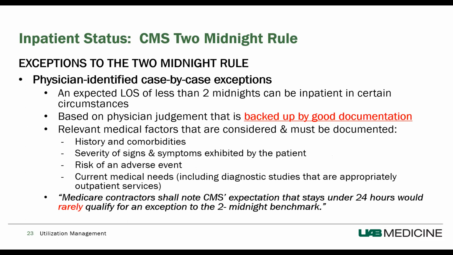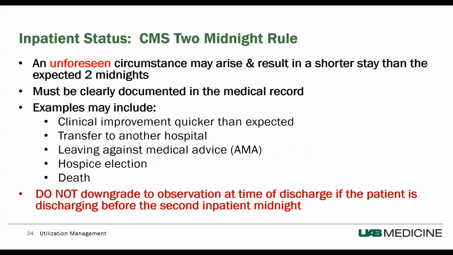There are some case-by-case exceptions that CMS allows. Some of these patients can be inpatient under certain circumstances. And again, this is based on good documentation, physician judgment, all of those things that we talked about earlier: history, morbidity, signs, symptoms, risks, current medical needs, even those diagnostic services that might be appropriately outpatient can figure in. And we are told rarely do stays under 24 hours qualify for an exception. That is direction that has been given to the auditors, and most of the payers are going to say exactly the same thing. There are some unforeseen circumstances that may arise that result in a shorter stay than the expected 2 midnights. Those have to be clearly documented in the record.